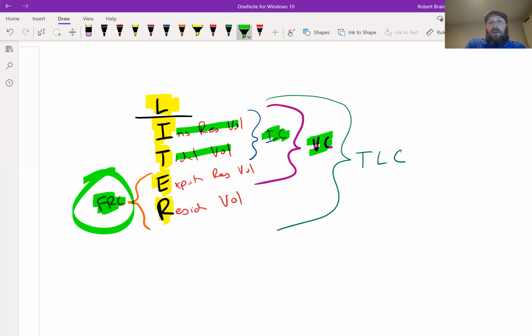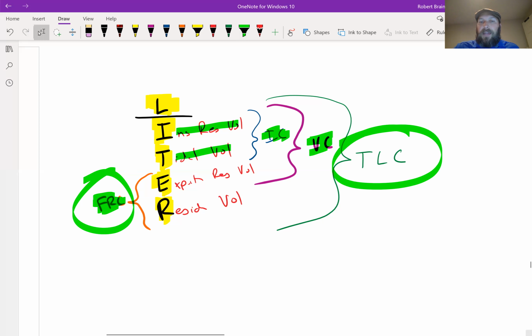And then finally, we've got our total lung capacity, and that is everything. That's your vital capacity plus your residual volume. Okay, does that make sense? So that's covering all the volumes and capacities.